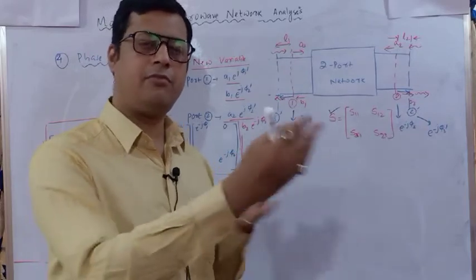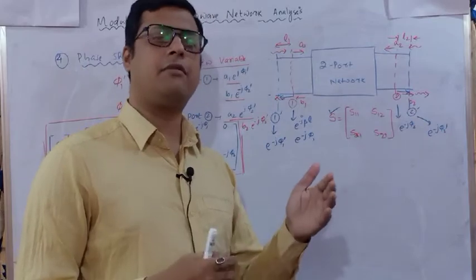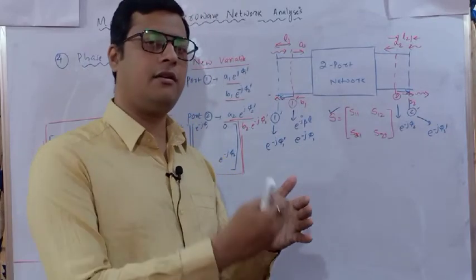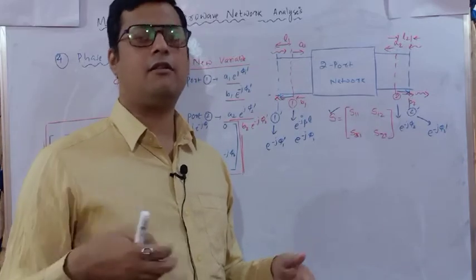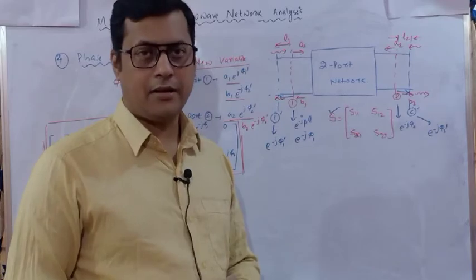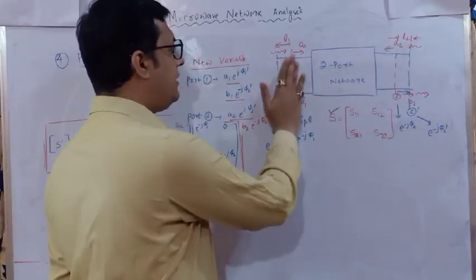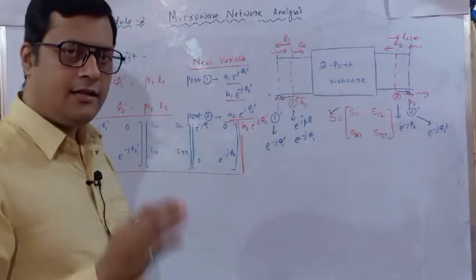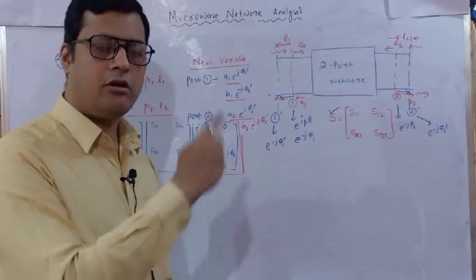Here I have changed both the ports, port 1 and port 2. But in the question they will ask: if one of the ports remains as it is and the position of one port changes to L1 dash, or L1 whatever it is, then what will be your new scattering parameter? For example, if this position remains constant and this position is changed, then the effect is observed only with respect to port 1, not port 2.